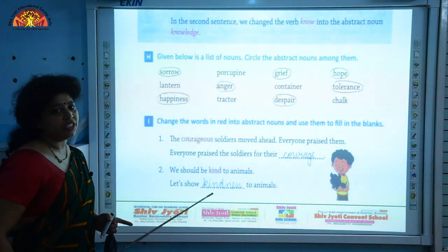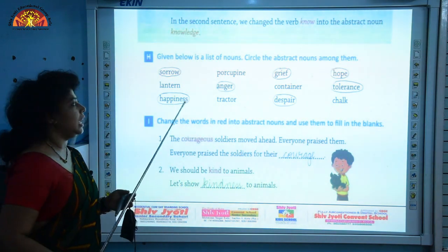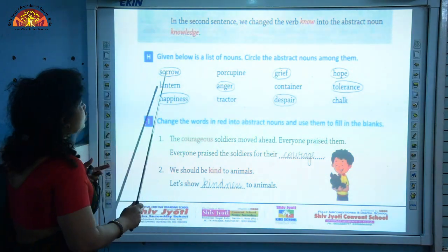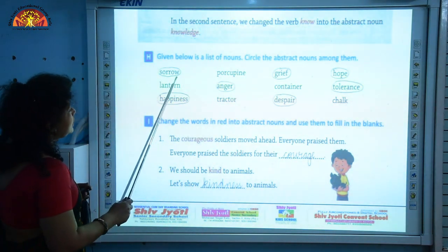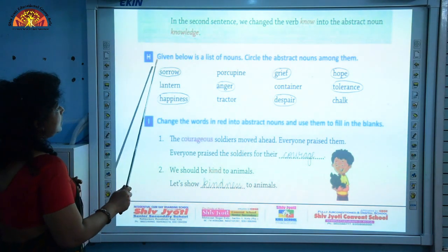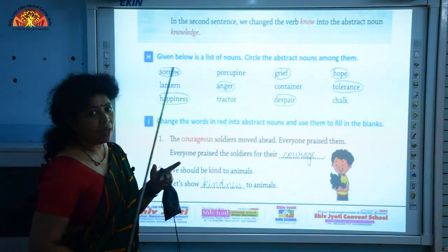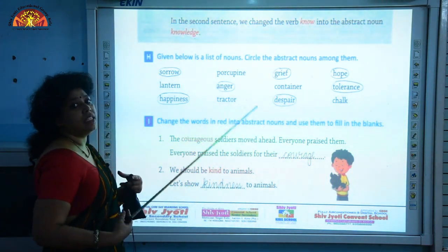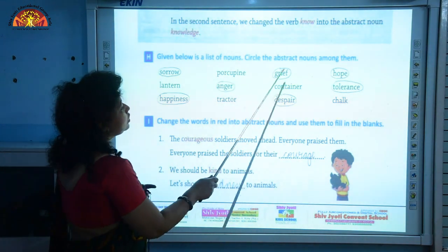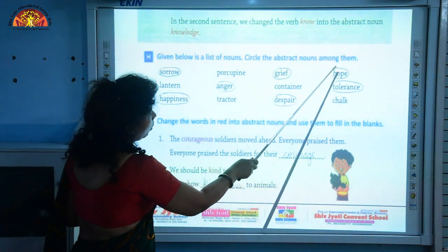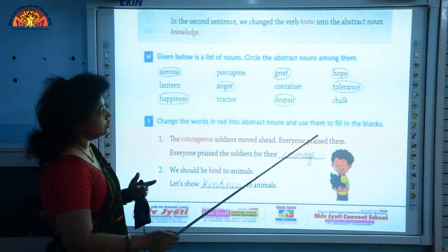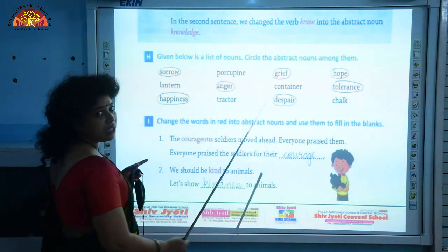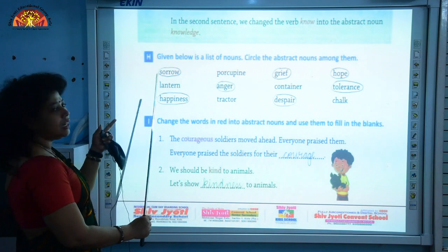So, by definition, an abstract noun is the name of an emotion, idea or feeling, right? So, sorrow is an emotion. So, hence it is an abstract noun, which we shall circle. Porcupine is the name of an animal. So, we shall leave it as it is. Grief is again the name of an emotion. So, we will circle grief. Hope is also a name of an emotion. So, we shall circle hope. So, this is how we have to do this exercise. I want you to do the remaining 2 lines.